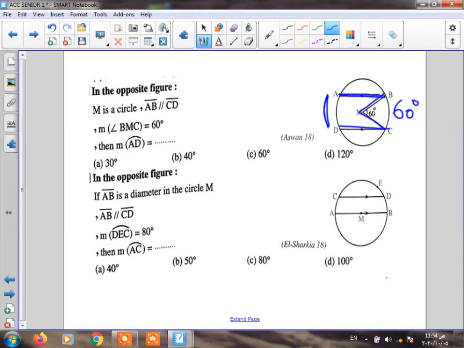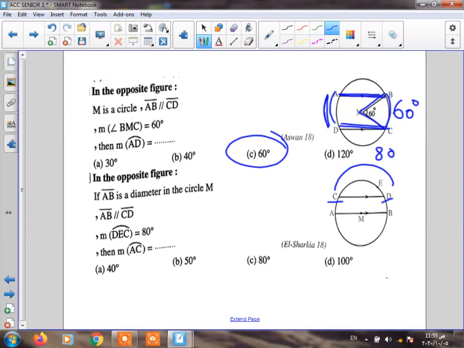What do you think about the two chords being parallel? That means the two arcs are equal in measure. That means the measure of arc AD is also 60 degrees. What about this? I have here AB parallel to DC, that means this arc equals this arc. And he said to you arc DEC equals 80 degrees. DEC, that means this part equals 80 degrees. And he asked you to get the measure of arc AC.